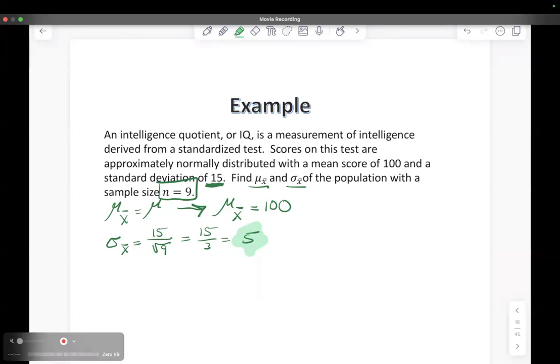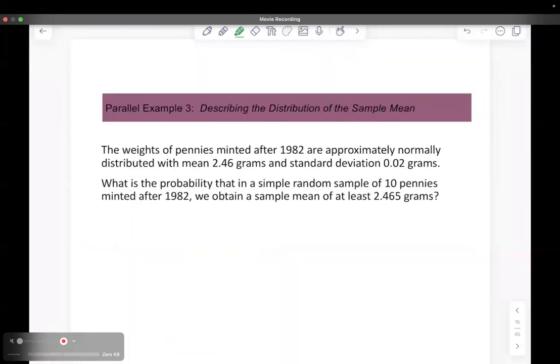This is kind of why we have these formulas instead of having to actually collect all the samples. They figured out that this formula will work no matter how many samples we take, as long as we know the sample size. Thank you. All right. Let's do another one.